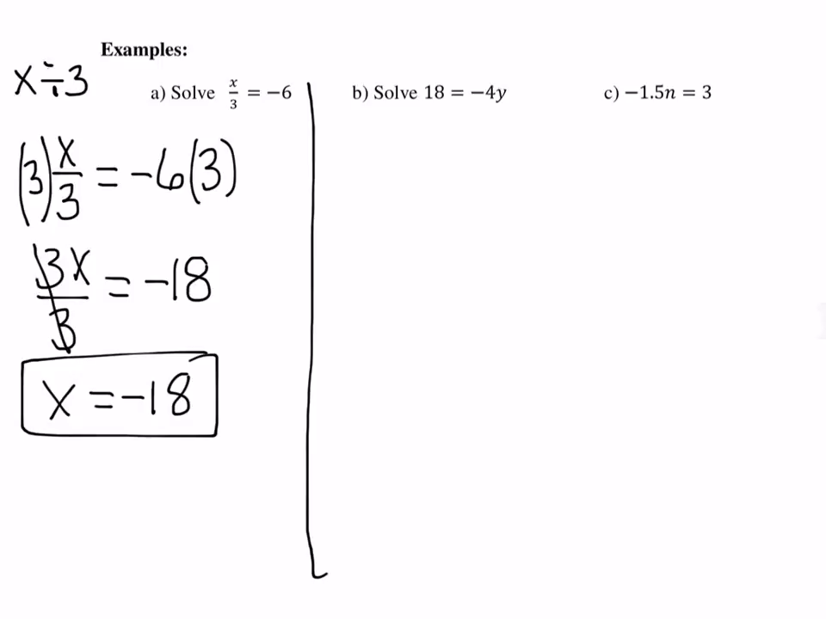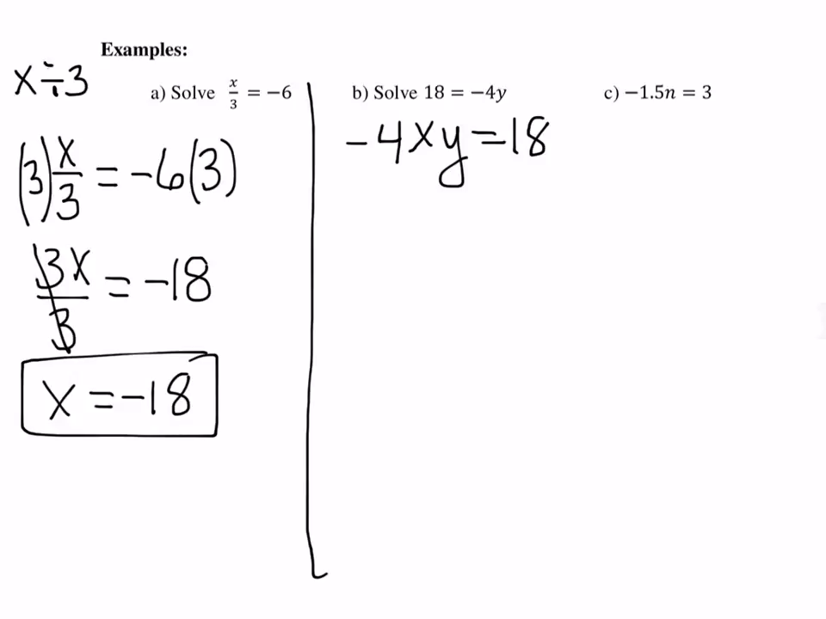18 equals negative 4y. Negative 4y is the same thing as saying negative 4 times y equals 18. It doesn't matter that the variable is on the right-hand side now, or if it's on the left-hand side. Your goal is still to get that variable alone. So how do we get negative 4 times y alone?